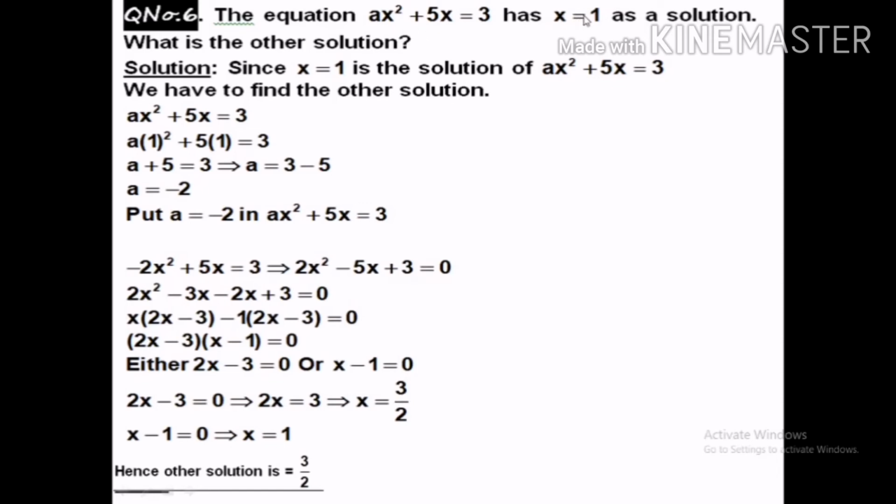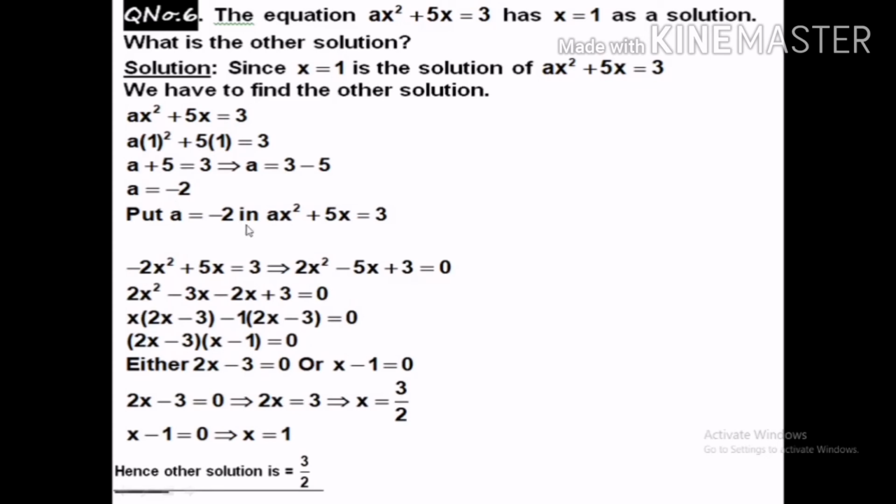If we put that value of x in the given equation, it will satisfy the equation and we get the value of a. Since x is equal to 1 is a solution of this equation, we have to find the other solution. So by putting x is equal to 1, a into 1 square plus 5 into 1 is equal to 3, or this becomes a plus 5 is equal to 3, or a is equal to 3 minus 5, means a is equal to minus 2.